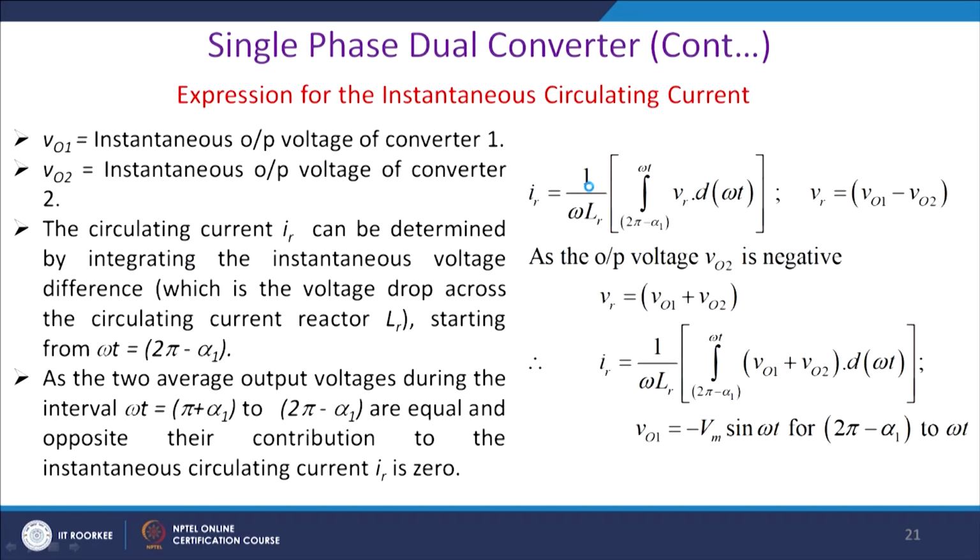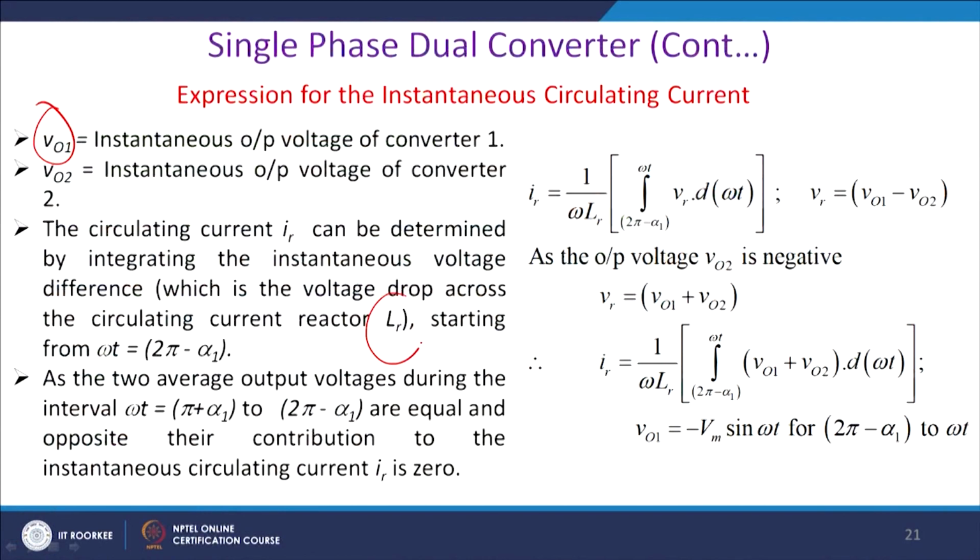So, let us understand a few aspects of it. Let us assume that the instantaneous output voltage of converter 1 is V01 and the instantaneous output voltage of converter 2 is V02, and the circulating current IR we require to calculate and we require to block, which may harm the thyristors unnecessarily, because it is not getting into the load.